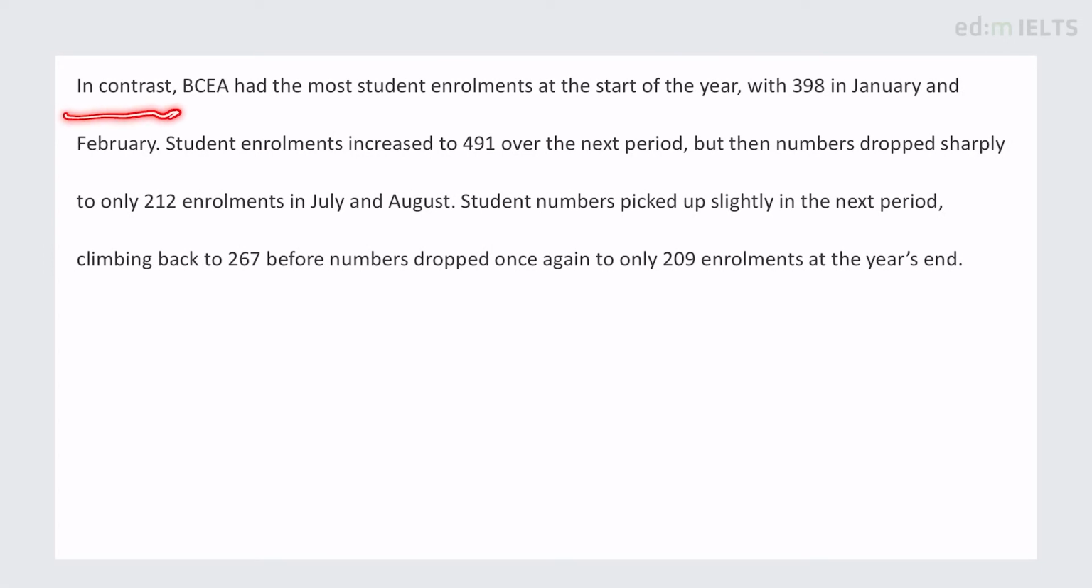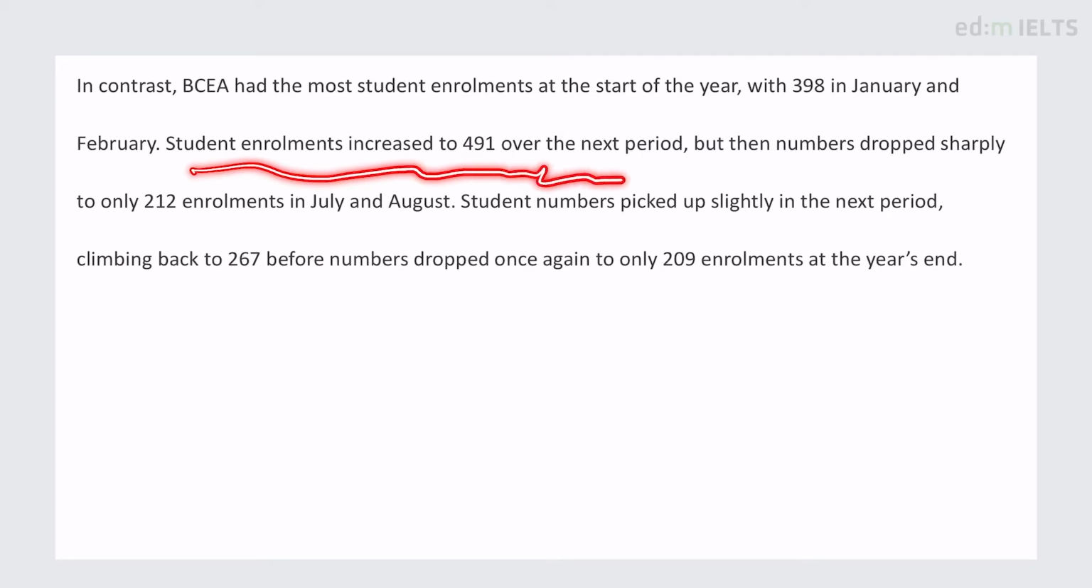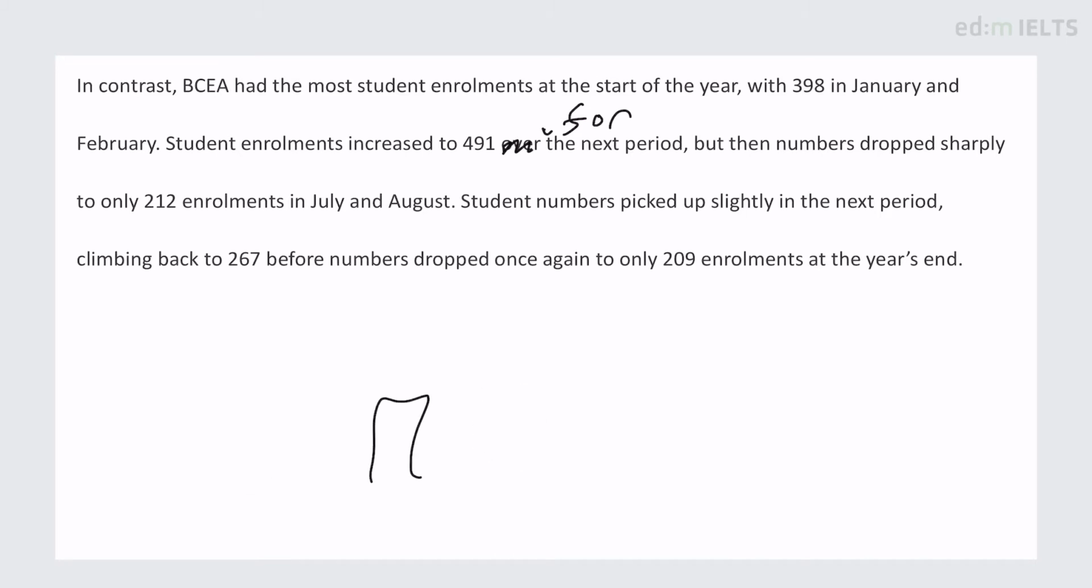In contrast, BCA had the most student enrollments at the start of the year, with 398 in January and February. Student enrollments increased to 491 over the next period. Again, not really over, for similar reasons to continuously. When you say over, you're talking about throughout the whole period. But here we're just talking more about 2-month blocks. So for the next period, but then the numbers drop sharply to only 212 enrollments in July and August.